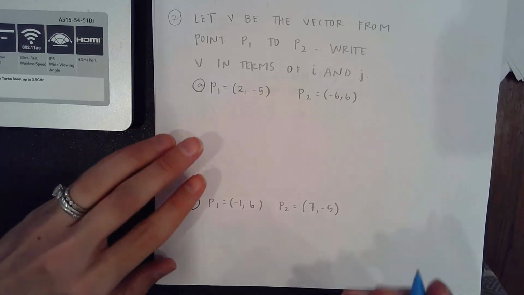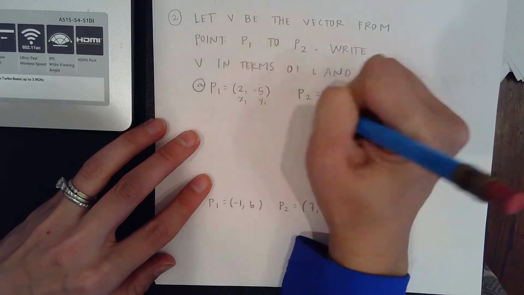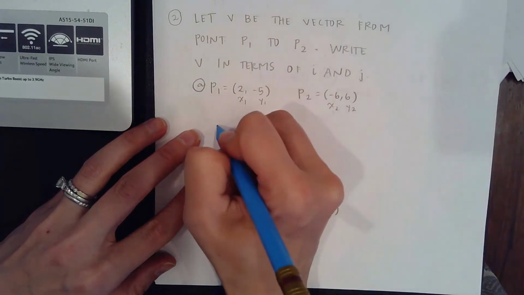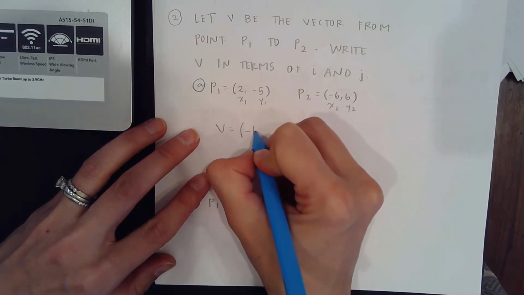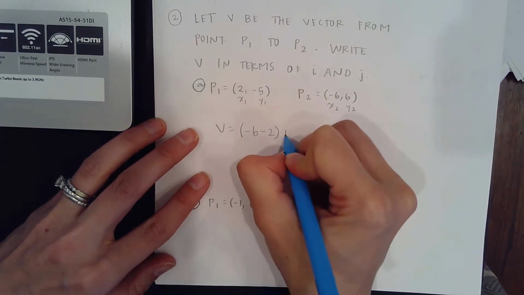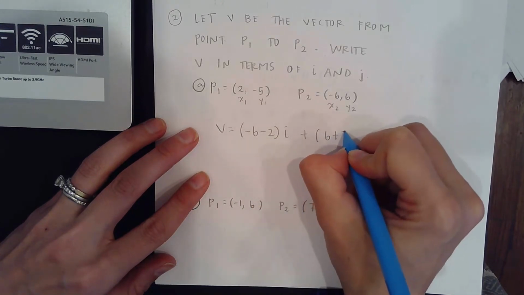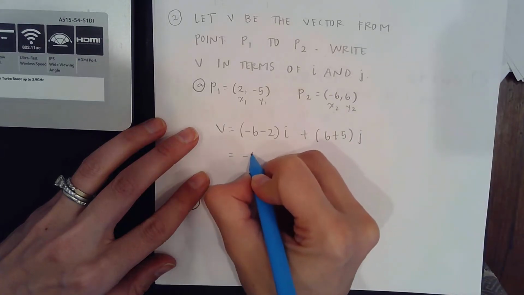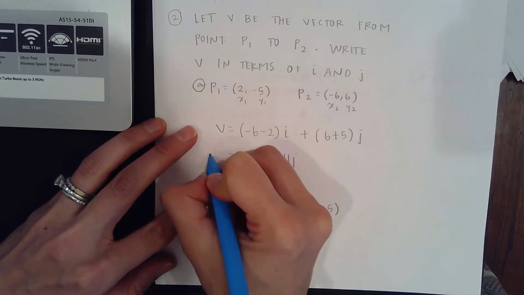All right, so this will be considered my x1, this will be my y1, this will be my x2, and this will be my y2. So my vector V is going to be x2, so -6 minus a 2 with your I component, and then 6 minus a -5, which will be your J component. So this will be a -8I plus an 11J.